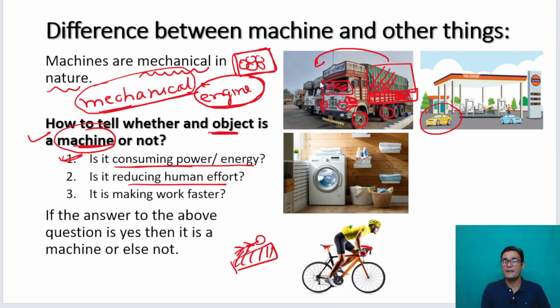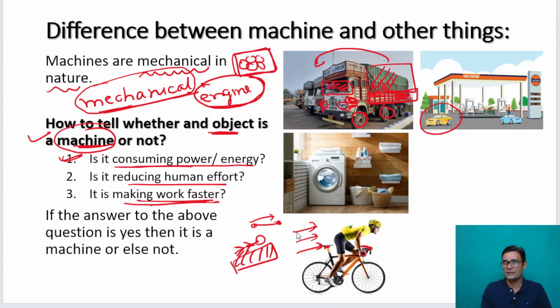So always you have to see, is it consuming power or energy? Is your fridge consuming power? Yes. Is your computer consuming power? Yes. Is your car consuming power? Yes. And also, is it reducing human effort? Is it making your work a little bit easier? And is it making the work faster? Walking from your home to school is going to take a lot of time.